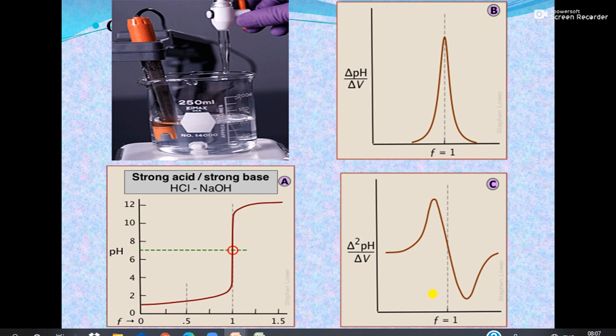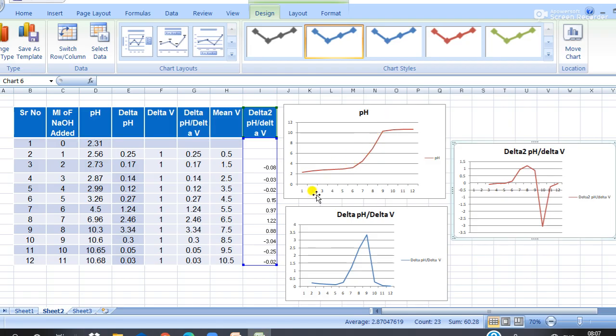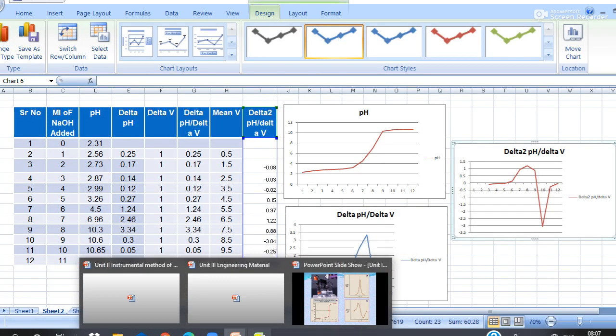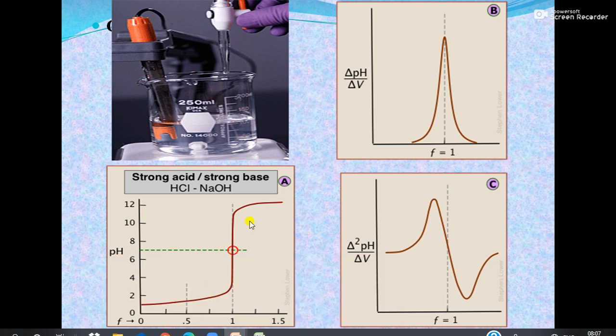So these are your graphs. You can see this is your first graph, that is pH versus ml of NaOH added. This is a sigmoid graph. Then this is the peak graph, and this is again the second derivative plot. So first sigmoid, then peak, and then the second derivative plot.